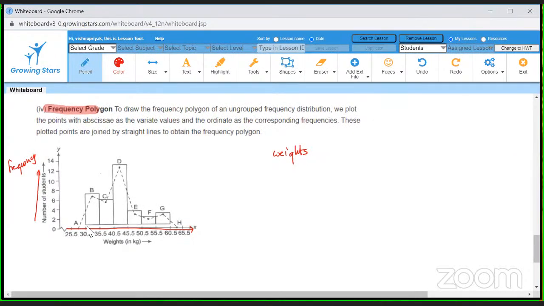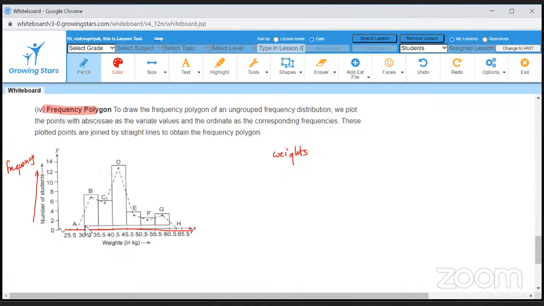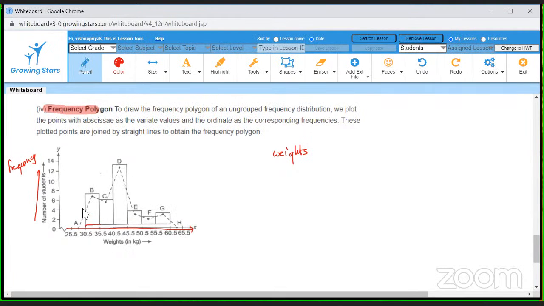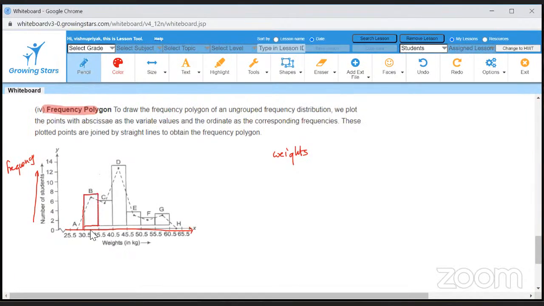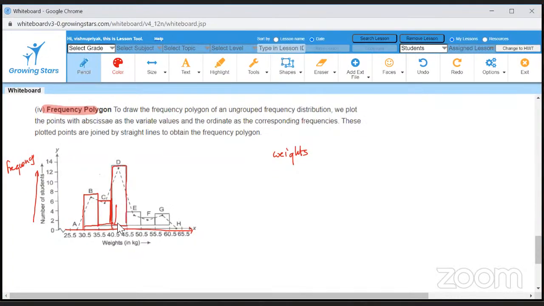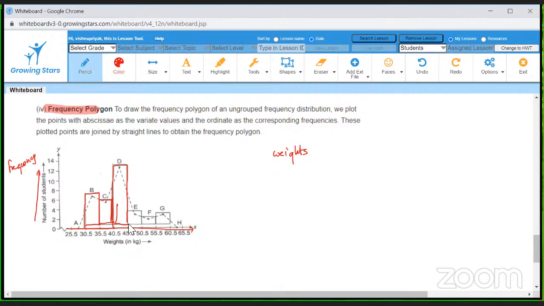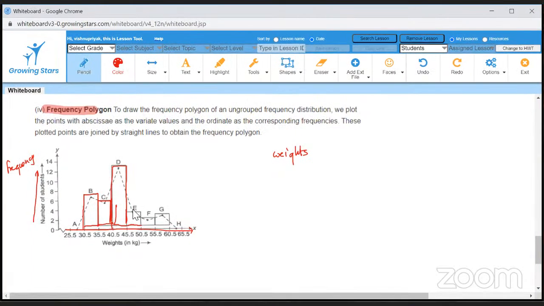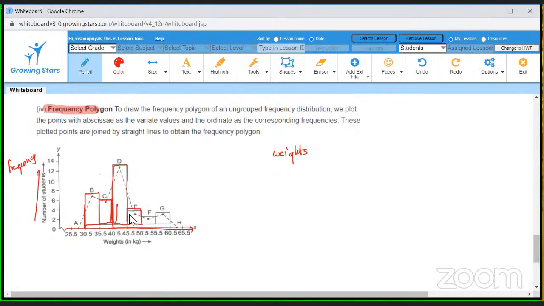Now, you will draw bars, 30.5 to 35.5. The frequency is 7. 35.5 to 40.5. The frequency is 6. The length of each rectangle will give you the frequency. From 40.5 to 45.5 weight, how many people are there? 13 people, number of students. The weight 45.5 to 50.5 kilograms, 4 students are there. Like that, you will draw the bars first.